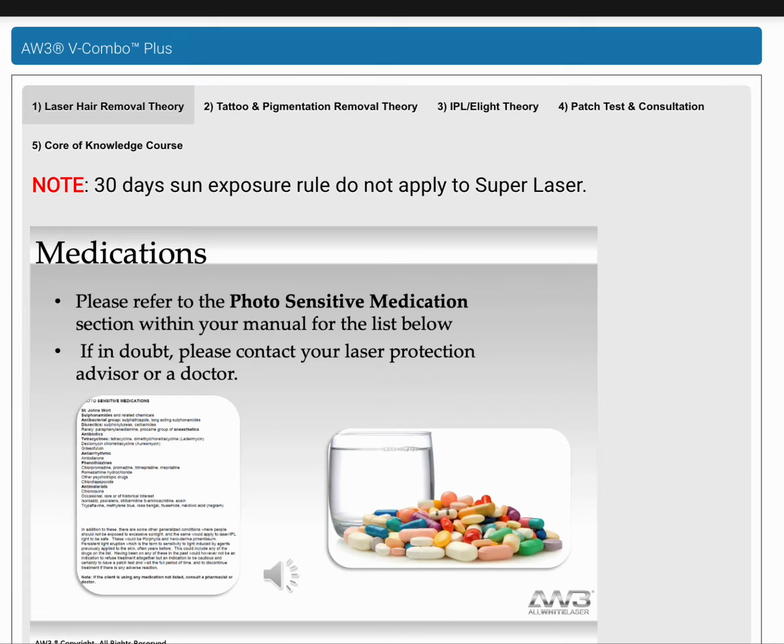The following is a list of photosensitive and other medications. If a client is taking any of these medications, we would not be able to carry out treatment. Please always refer to this within your manual and check to make sure the customer is safe and clear.